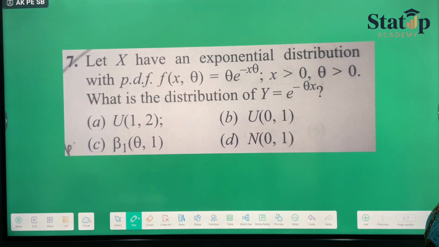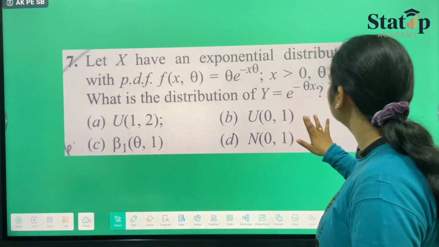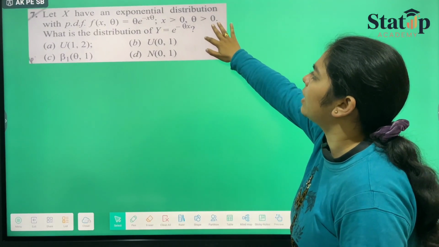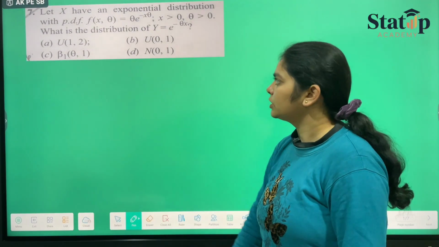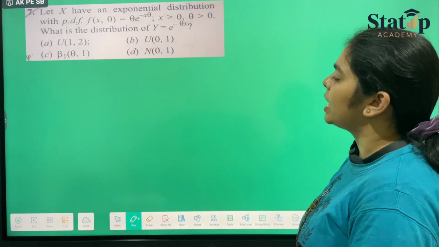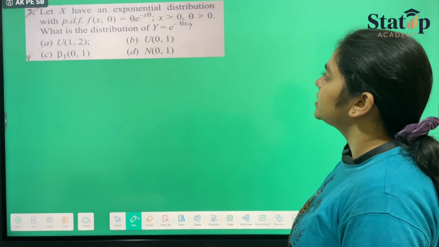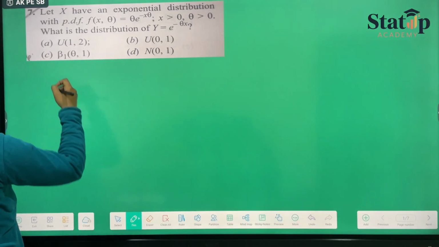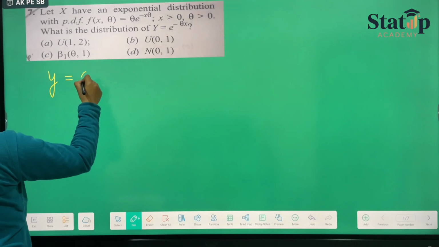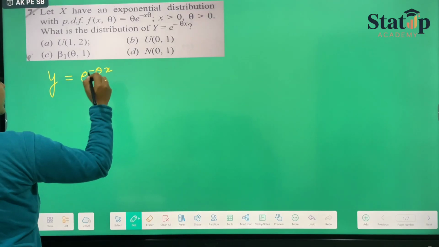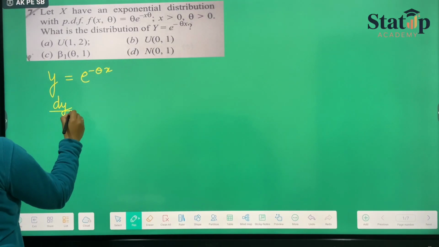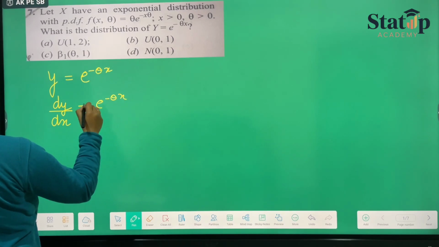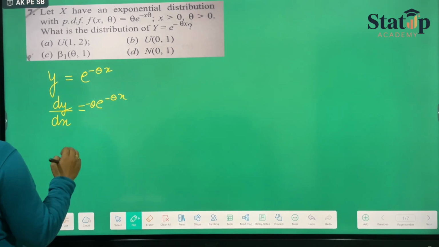Now moving forward to our last question. Here also they have provided us the PDF of the exponential distribution, and they have asked us to calculate the distribution of y equals e raised to the power lambda x. They have given us y equals e raised to the power minus theta x. If we differentiate y with respect to x, we get e raised to the power minus theta x into minus theta. This we have got.